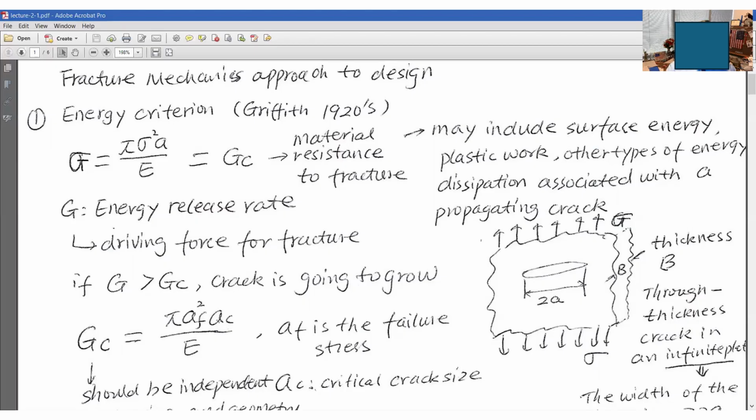As I said, G is called the energy release rate, and it is the driving force for fracture. If G is equal to GC, that means at this point it is a critical point. However, if G is a little bit higher than GC, where C means critical, the crack will propagate. So if G is greater than GC, the crack is going to grow.